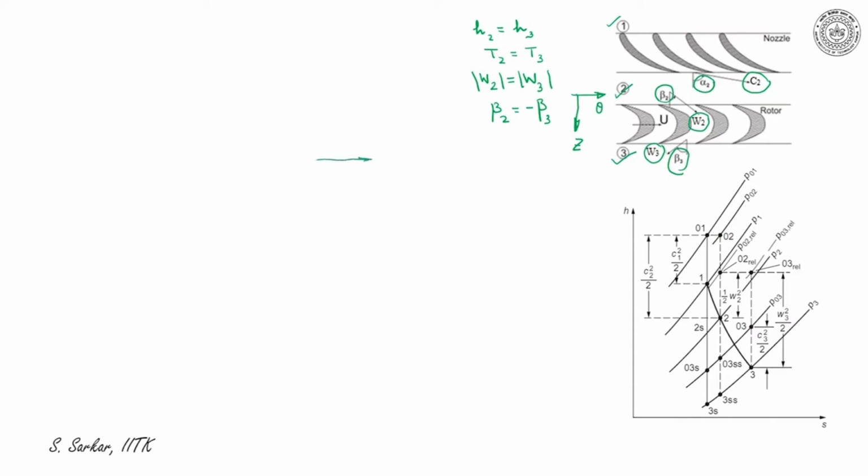So U is the blade speed, W2 be the relative velocity. So U and W2 is equal to C2. So this is W2, this is U, and this is C2. Let me take another color. So this is W2 and W3, they are almost equal in magnitude. So this is W3 and this is C3.